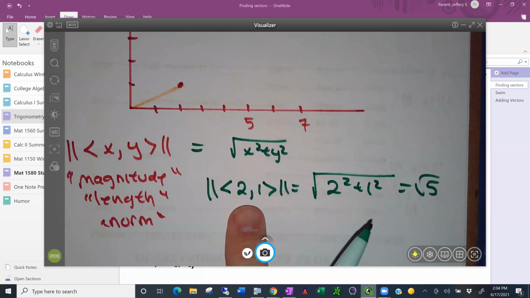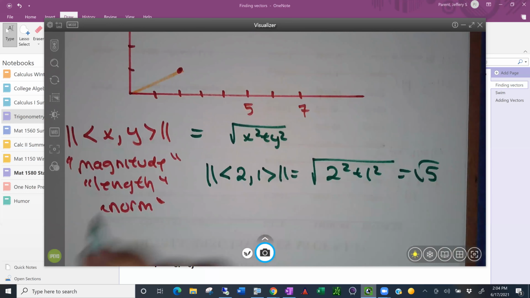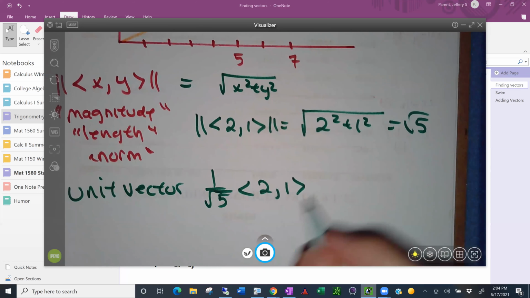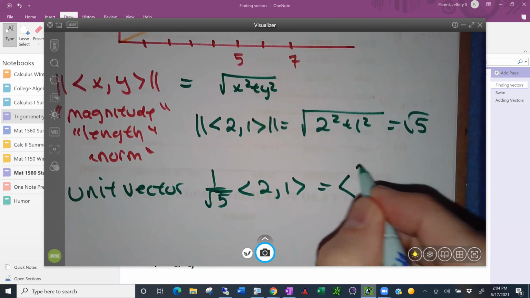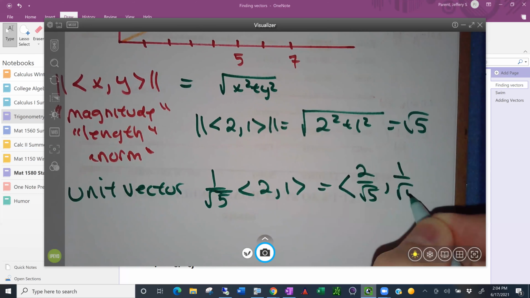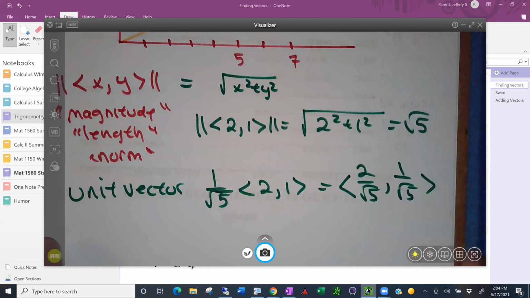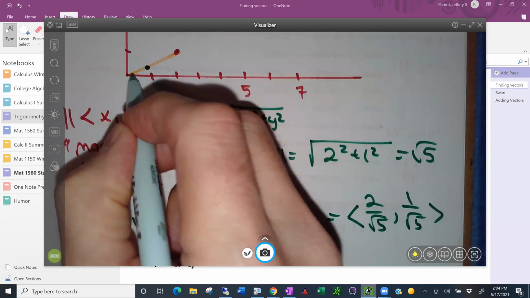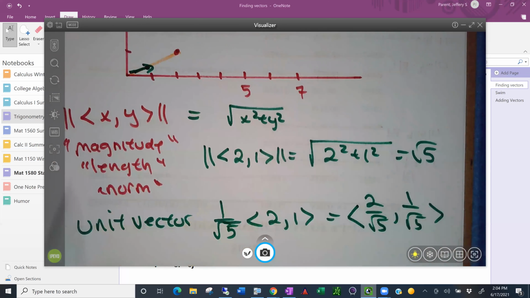Now, if I want a unit vector that points in the same direction, I can just divide this vector by that length. So the unit vector would be 1 over the square root of 5 times 2 comma 1. Or you could just distribute that to both components of the vector and write it as 2 over the square root of 5 and 1 over the square root of 5. And what that'll give you is a vector that's not as long. In fact, it's 1 unit long. It points in the same direction, but the length of that vector is now 1.